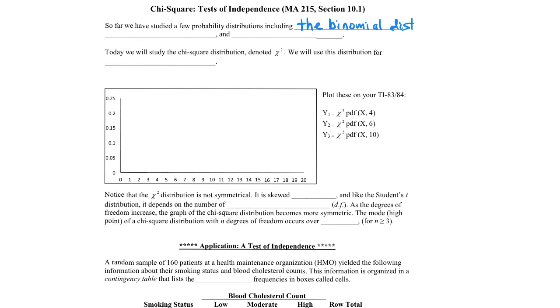Then after that we studied the normal distribution. And of course the standard normal was a special case, right? Where the mean was 0 and the standard deviation was 1. And then we also studied student's t. So we have studied 3 distributions so far. And today we're going to study a new one called the chi-square distribution. And it's denoted chi-square. And we will use this distribution for hypothesis testing.